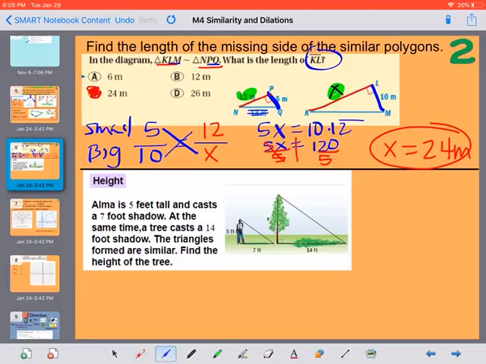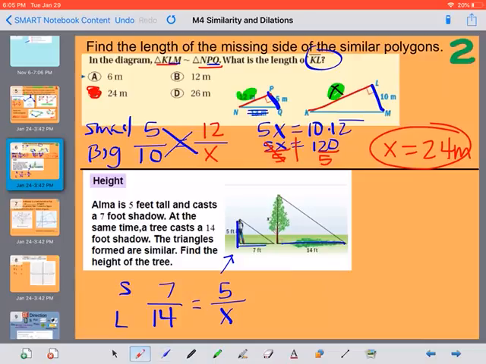Here's another question. It says Alma is 5 feet tall and casts a 7-foot shadow, shown here. At the same time, a tree casts a 14-foot shadow. The triangles formed are similar. Find the height of the tree. So I'm going to go again from the small to the large triangle, setting up my ratio. I'm going to start with the shadows. From the small triangle, the shadow was 7. In the large triangle, the shadow was 14. And over here, the height of the small triangle is 5, and X is the height of the other triangle.